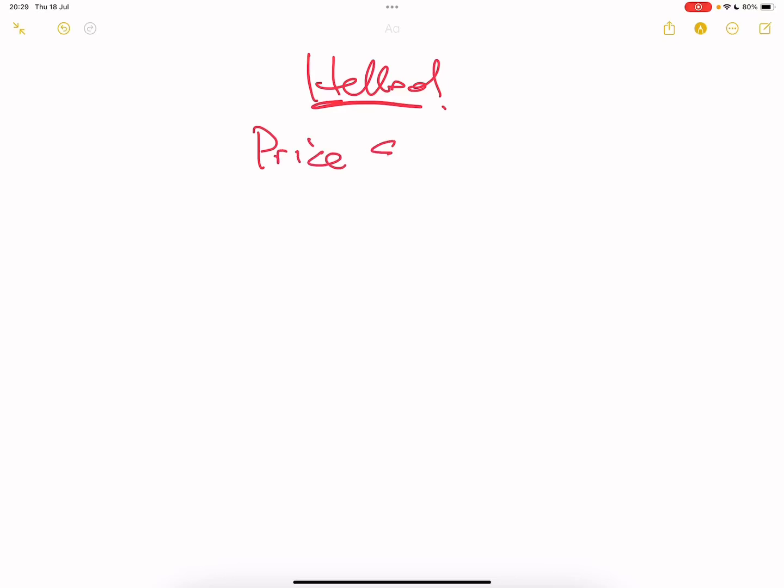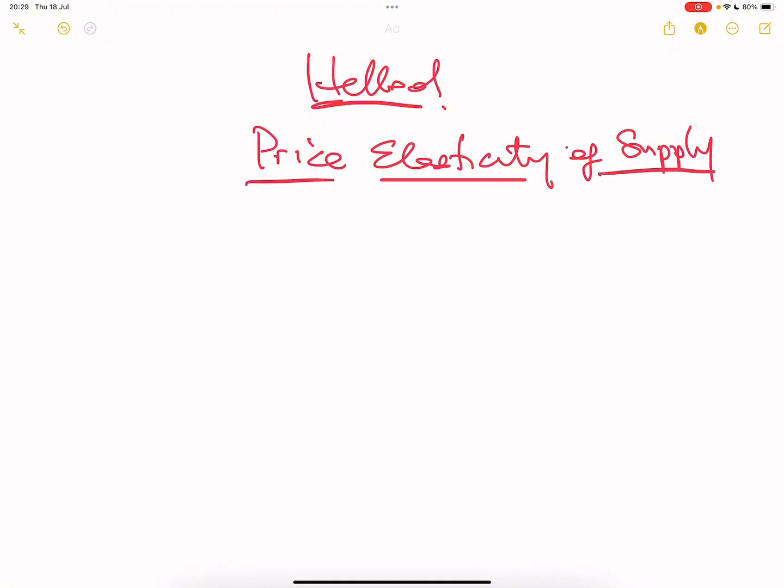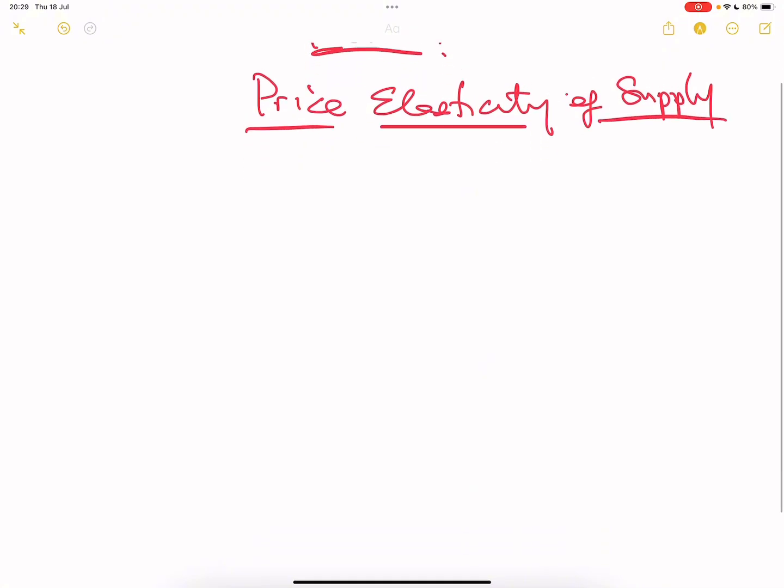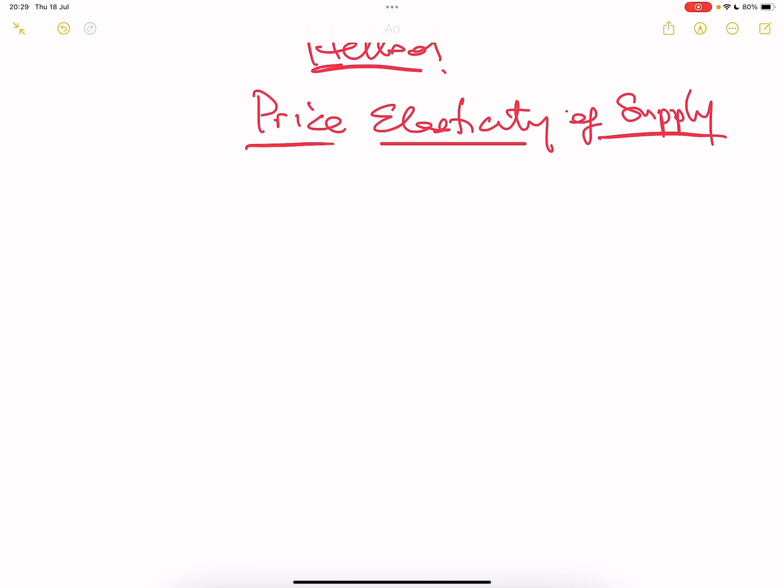Price elasticity of supply. Remember, in my previous video, I spoke about price elasticity of demand. Today, I want to speak about price elasticity of supply. And we'll talk about cross elasticity as well, and some practical implications of elasticity.